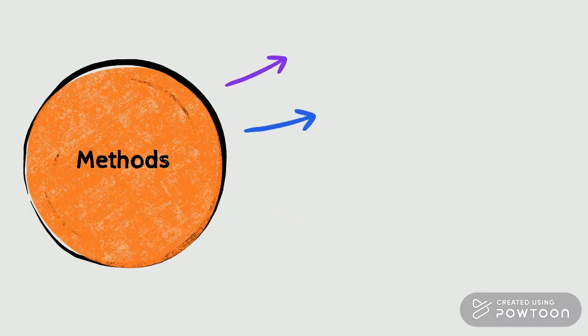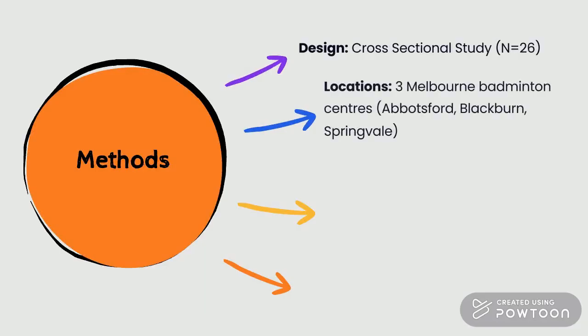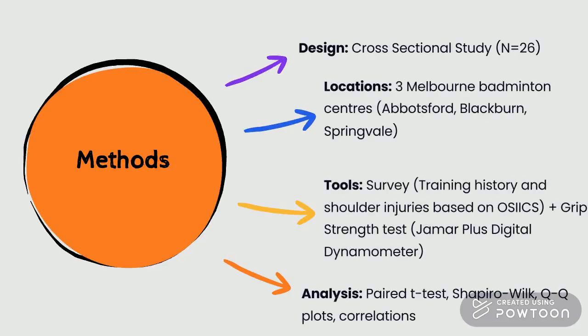had not. We used a cross-sectional study design with 26 badminton players recruited from 3 Melbourne stadiums. Participants completed a short questionnaire about their training habits, shoulder injury history, and perceived strength balance. We then measured grip strength using a digital hand dynamometer. Each hand was tested 3 times, alternating sides, and recorded the average for each hand.